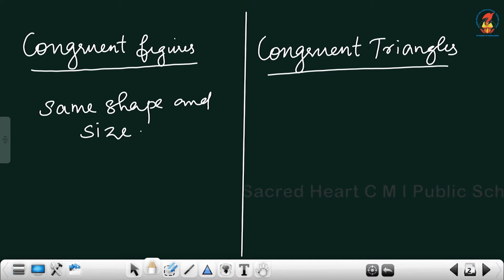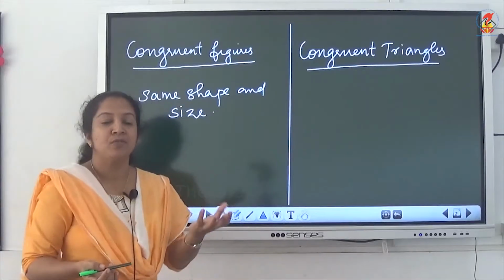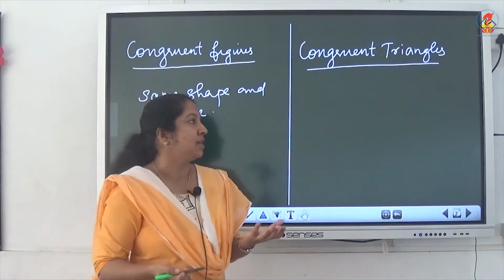So two figures are said to be congruent if they have the same size and shape. Example, circles of the same radius. Two circles of radius 2 centimeter are congruent because they are of the same shape and size.